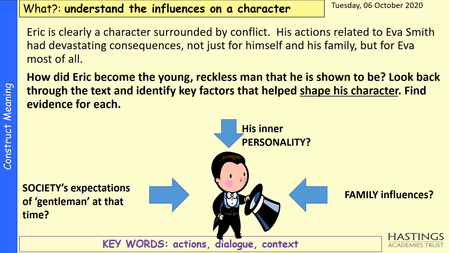Find evidence for each. What can we find for his inner personality, his family influences, society's expectations of a gentleman at that time? So you can start to build a mind map for Eric Birling here. As we go through the scene today, I want you to add more things, but start today with your mind map for Eric. Pause the video here and write down his personality, his family influences, and society's expectations of him.